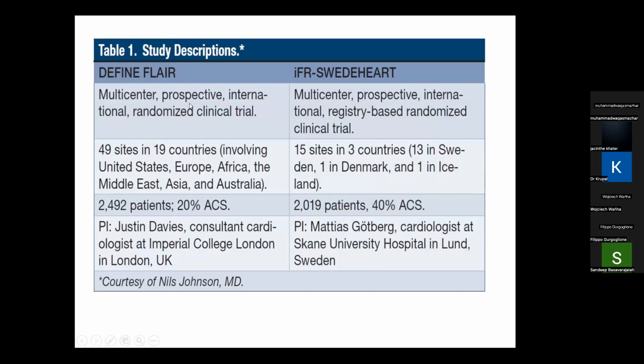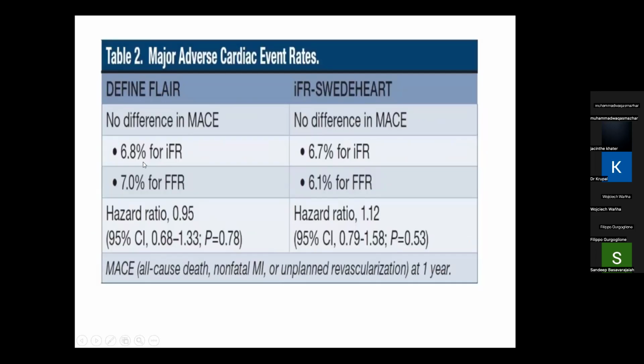The DEFINE FLAIR trial was an international randomized controlled trial conducted in 19 countries, quite extensive. Whereas SWEDEHEART was only in 3 Nordic countries: Sweden, Denmark, and Iceland. But it was a very well conducted trial. DEFINE FLAIR had around 2,500 patients, and this had 2,000 patients. So this was the 1-year result of the DEFINE FLAIR and SWEDEHEART trials.